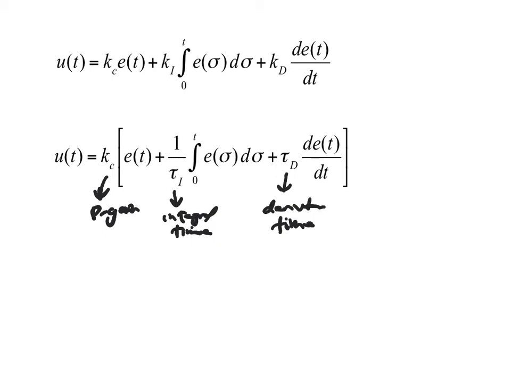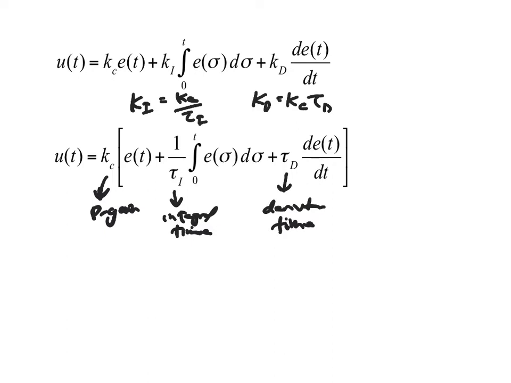Now these are directly related to the previous notions of integral gains and derivative gains in the following fashion, where you see that the integral gain is just the proportional gain divided by the integral time, and the derivative gain is just the proportional gain times the derivative time.